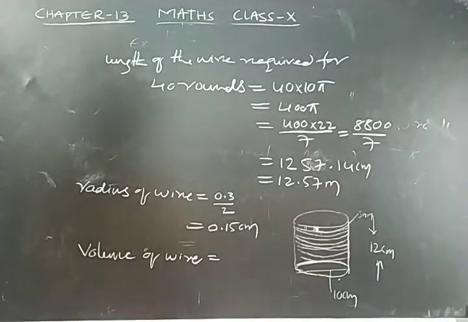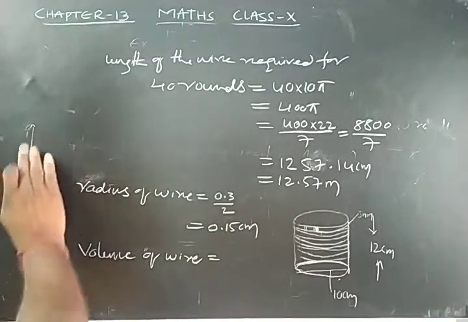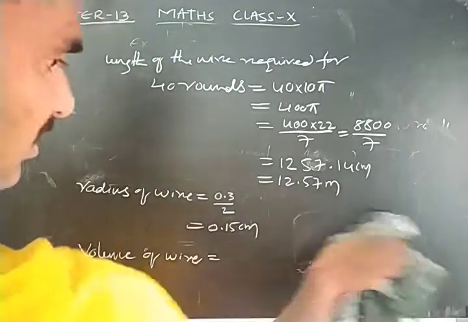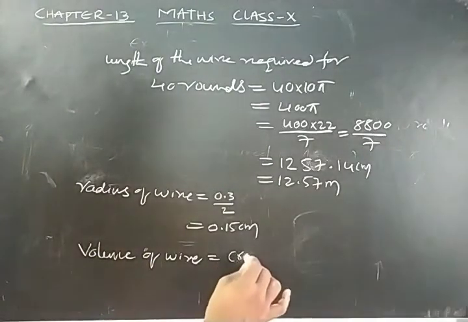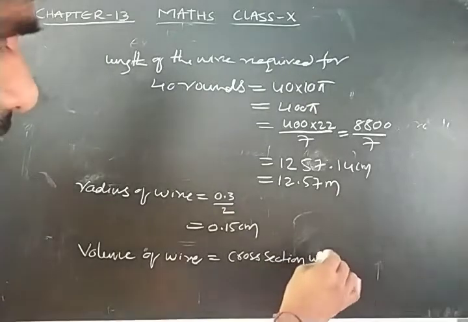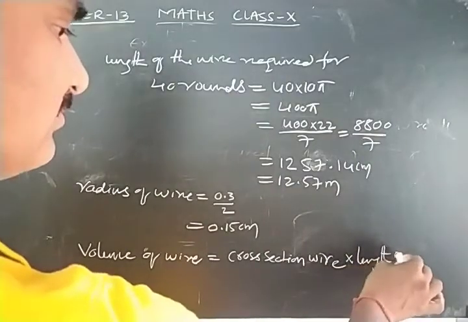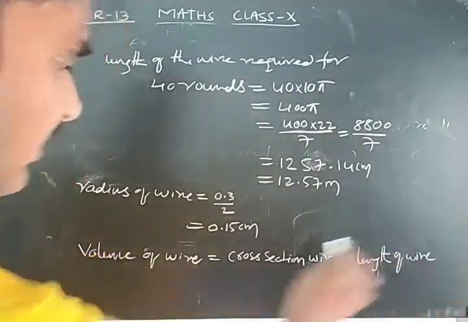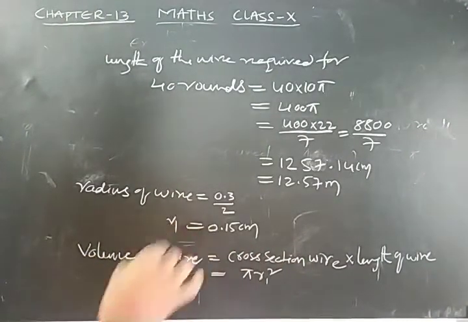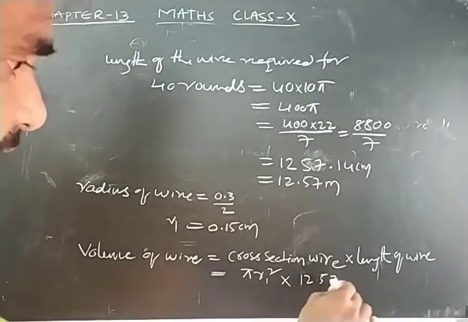Volume of wire, how to get it? The wire is in the shape of a cylinder, no? So cross section of wire into length. Already we have the cross section radius. So the volume of the wire is cross section of wire into length of wire. Cross section of wire is pi r square, I am taking this as r1, which is the radius of the wire, into the length of wire, 12.57 meters.